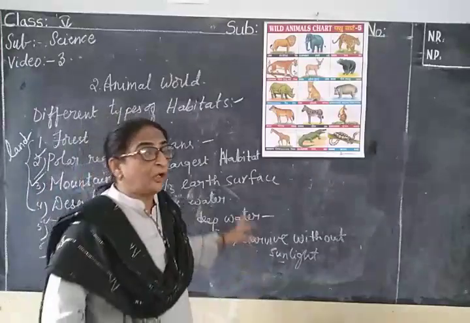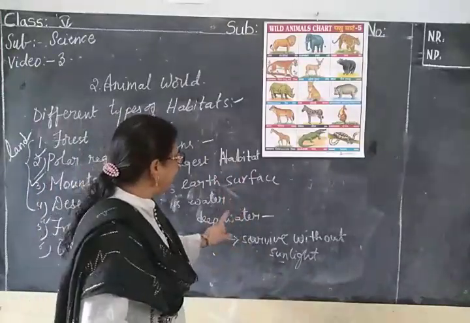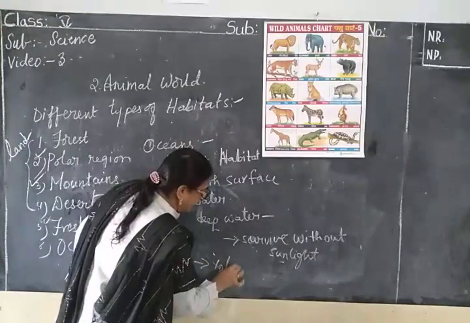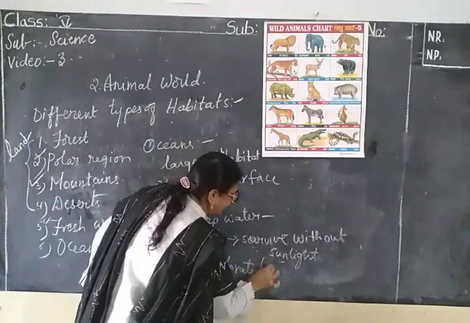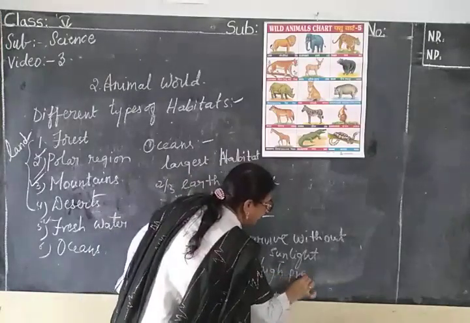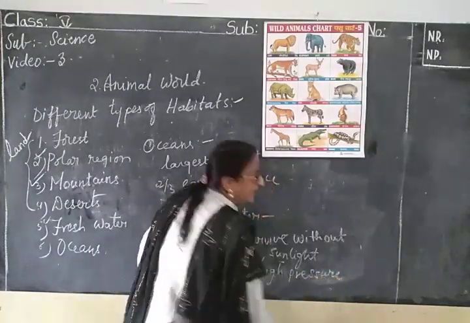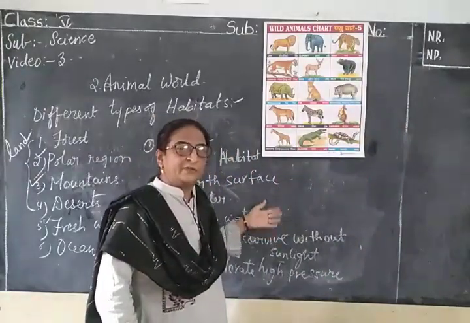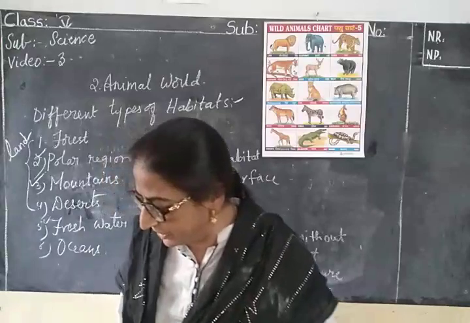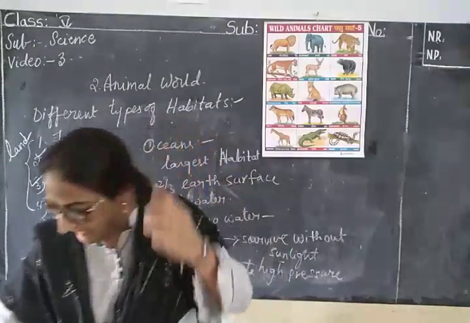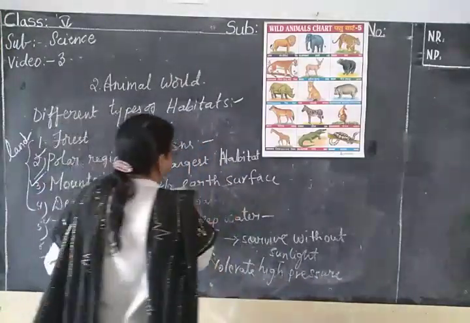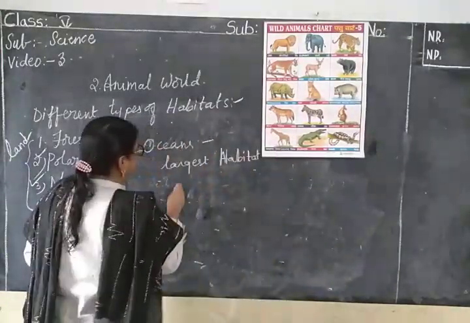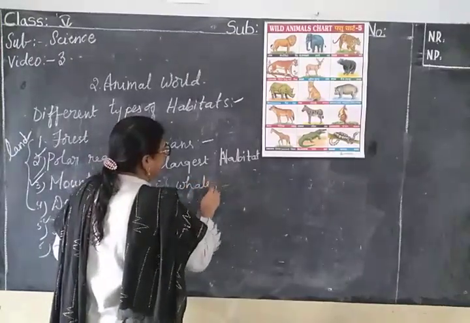So these can tolerate high pressure. The animals living in these deep waters can live without sunlight, and they can tolerate very high pressures. So animals such as whale, dolphin, sea lion are the examples.